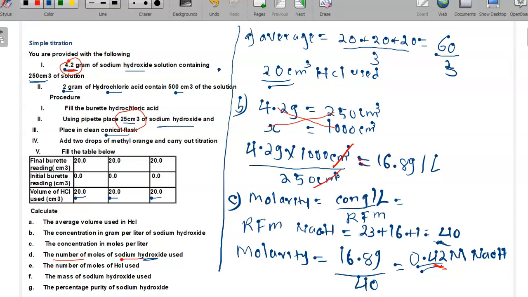You get the RFM of sodium hydroxide. Sodium 23, oxygen 16, hydrogen 1. Sometimes they give you in the bracket, sometimes they will not give you because you have learned it. Then you add all of them, 40. Then you divide the concentration gram per liter by it, then you get 0.42 molar, which is the molarity of sodium hydroxide.